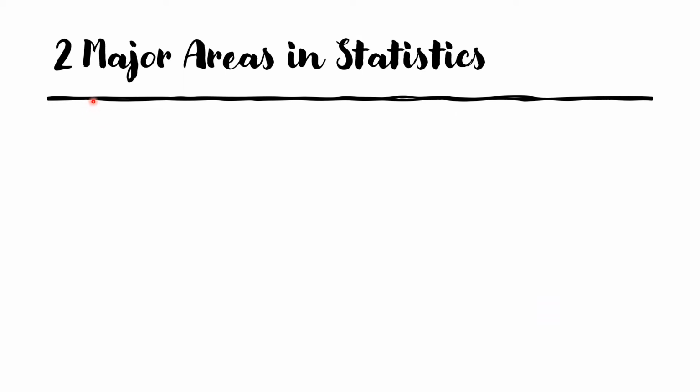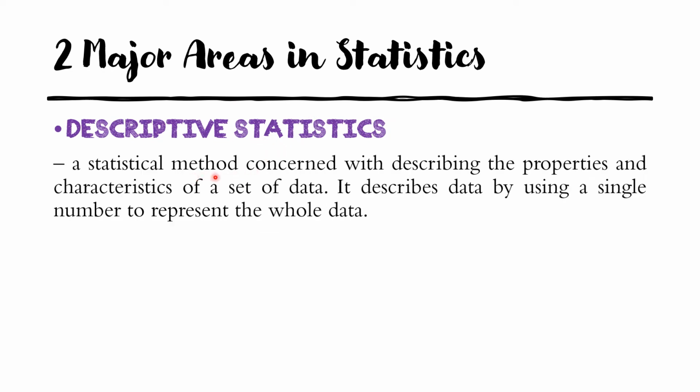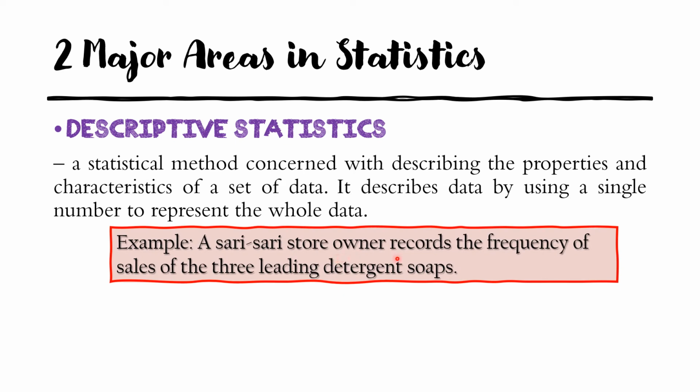Now let's talk about the two major areas in statistics. First, we have descriptive statistics. It is just a method concerned with describing the properties and characteristics of a set of data. So it describes by using a single number to represent the whole data. To illustrate, here is an example. A sari-sari store owner records the frequency of sales of the three leading detergent soaps. For example, for detergent A, 12 pieces have been sold. For detergent B, 20 pieces have been sold for that day. And for detergent C, 10 pieces have been sold.